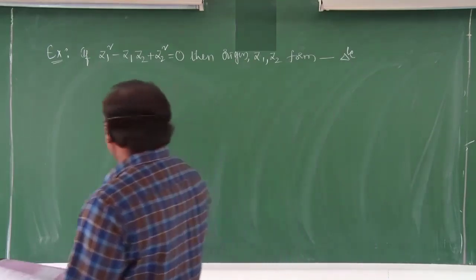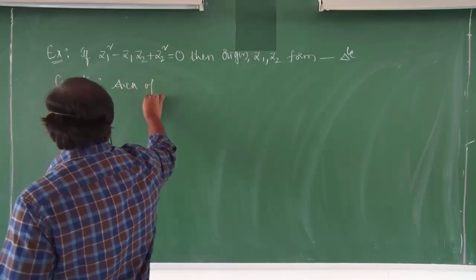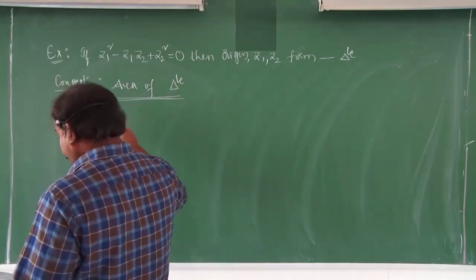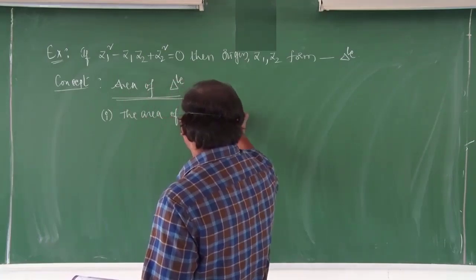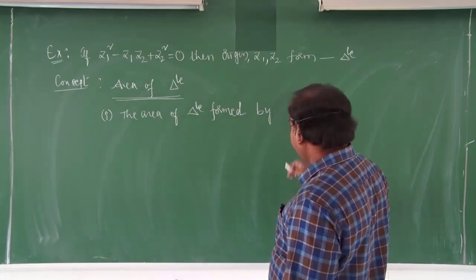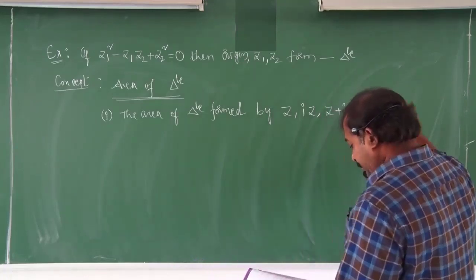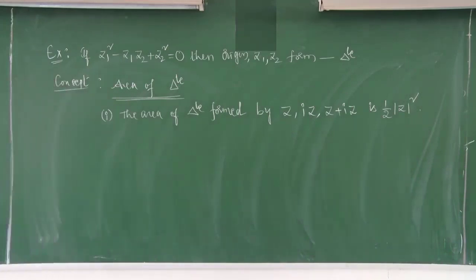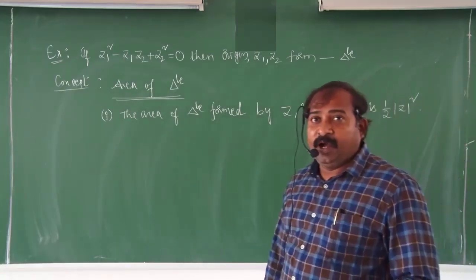Okay, and one more concept here. Today we will discuss the area of triangle concept, the two area of triangle concepts. The first point is the area of the triangle formed by z, iz, z plus iz, which is half into modulus z square. This is the point they gave. Okay?